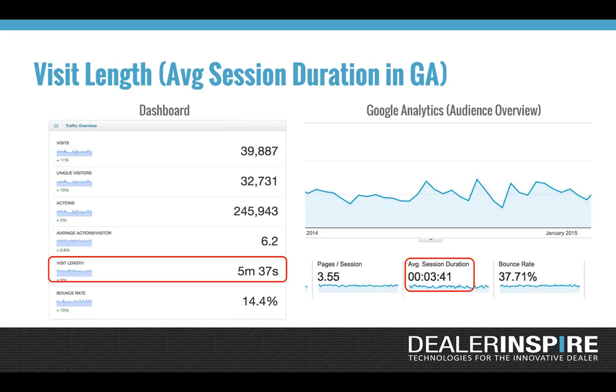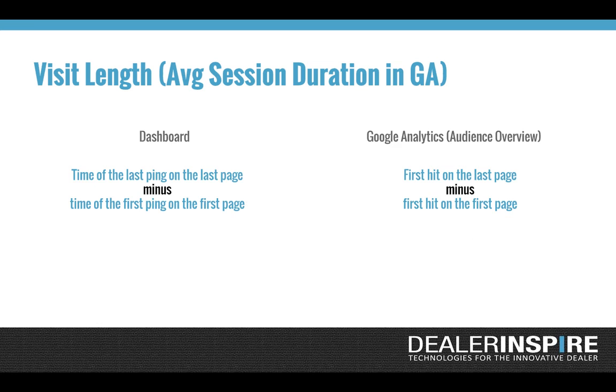Okay, next we will talk about time on site. For this metric, you'll most likely see a longer time on site in the dashboard than in Google Analytics. In the dashboard, this metric is called visit length, and in Google Analytics, it's called average session duration. On the next slide, we can see a summary of how this is calculated in both tools. It can sound a little confusing, but we'll try to explain it clearly, and it does make sense when you stop to think about it.